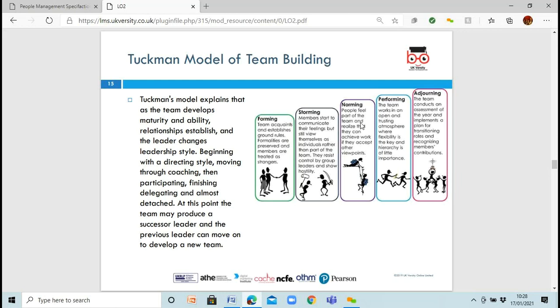Storming is where they start to communicate. Norming is where people are starting to feel part of the team and they realize that they can actually achieve the objective. Performing is where the team is working in an open and trusting atmosphere. And then adjourning is where the team conducts an assessment, and at this stage they finish their objectives and disband the team.